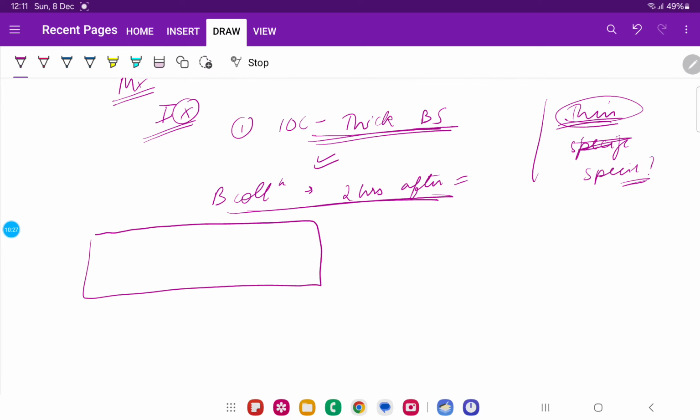This is the slide. The smear should be something like this: covers 3/4 of the slide, does not touch the edges, feathered margins, a single uniform smear which is thin, so thin that if there's a newspaper under it, it can be seen. Only one layer of RBCs is there, just to know what is a good slide.